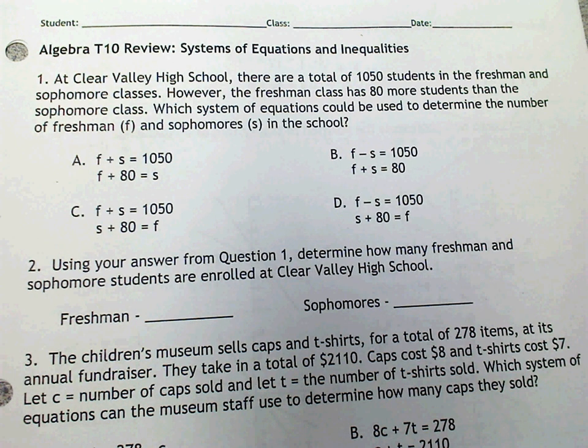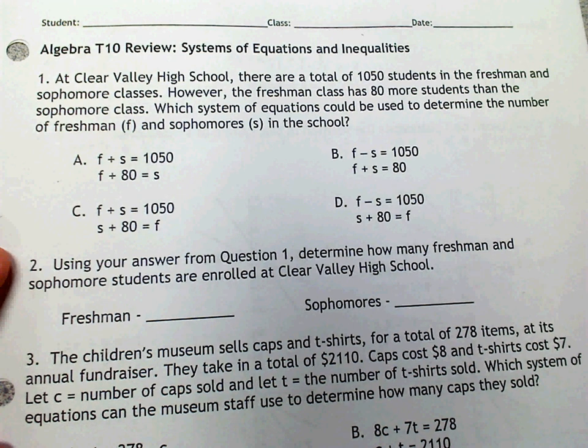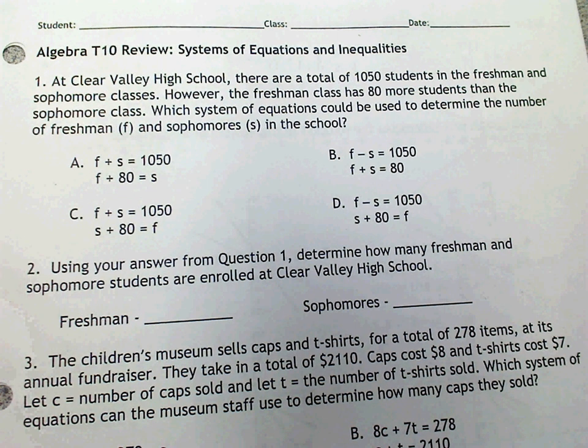Number one, at Clear Valley High School, there are a total of 1,050 students in the freshman and sophomore classes. However, the freshman class has 80 more students than the sophomore class. Which system of equations could be used to determine the number of freshmen F and sophomores S in the school?